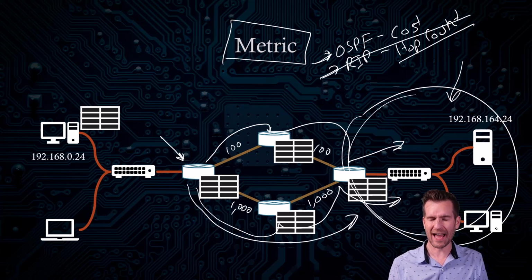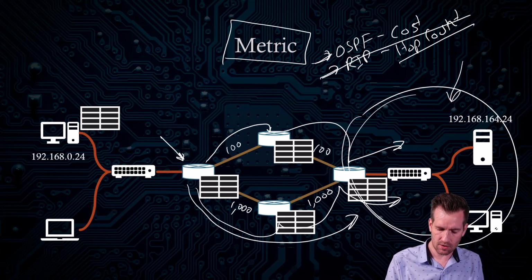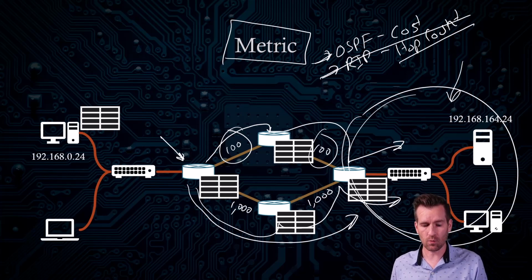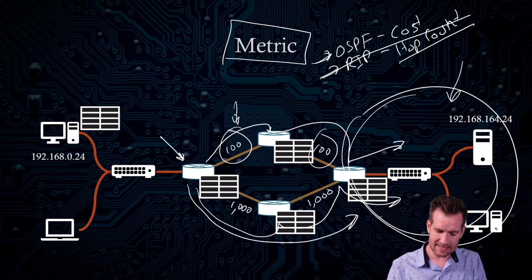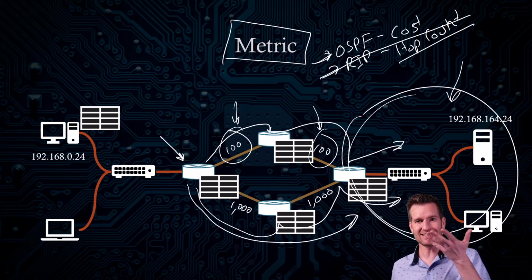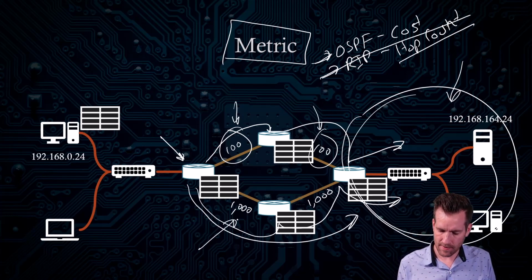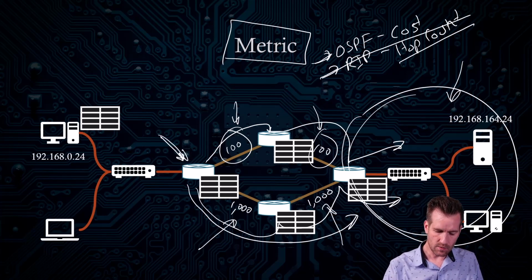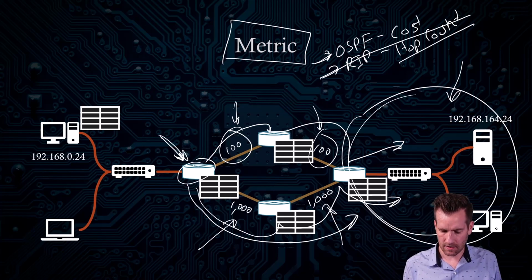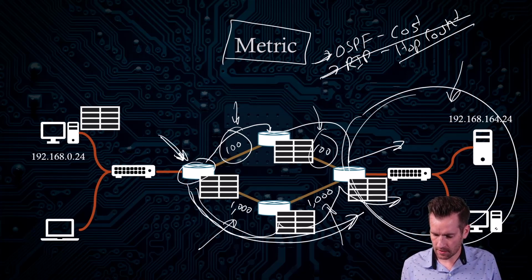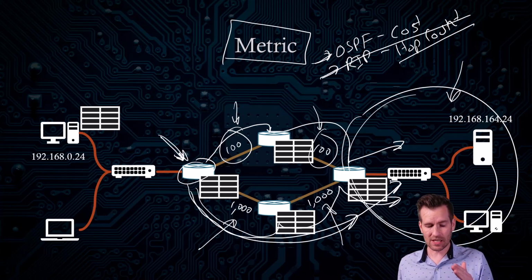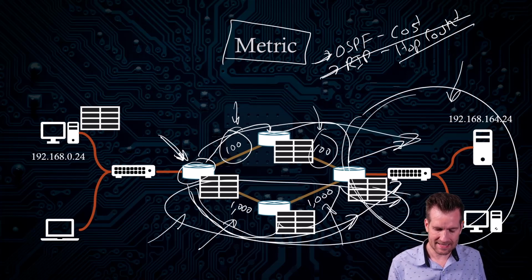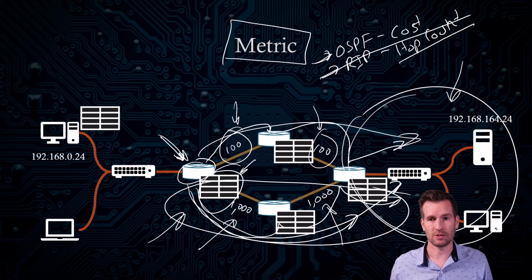OSPF is actually more accurate because it accounts for the cost, or the bandwidth, of each of these links. It sees that this is a slower connection, so the cost is higher for those links. The bandwidth here is higher, so the cost is lower. So what gets reported into this router right here is that the cost or metric to go this direction is actually cheaper than the cost to go this direction. So this is going to be the route that gets installed onto the routing table.